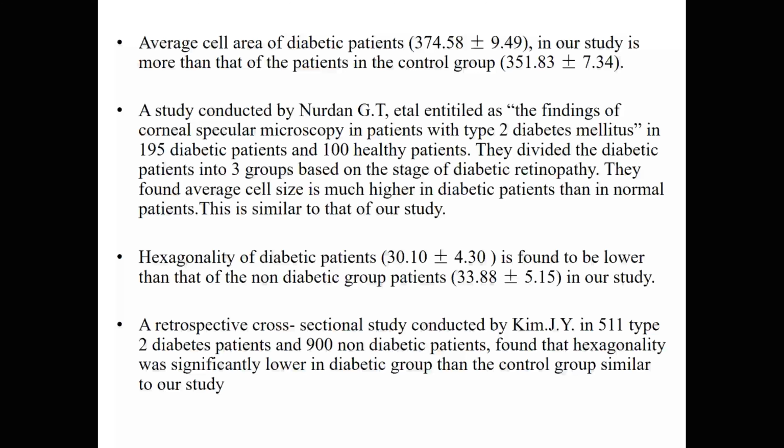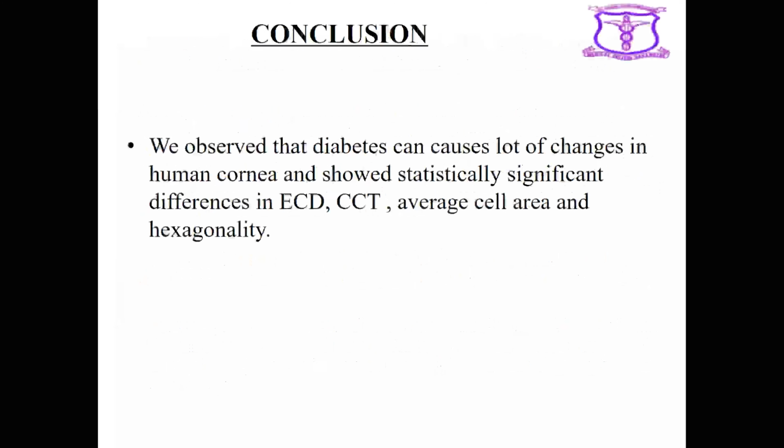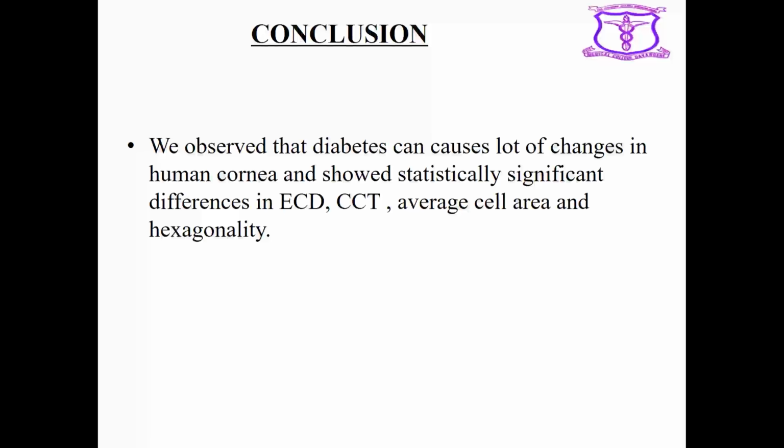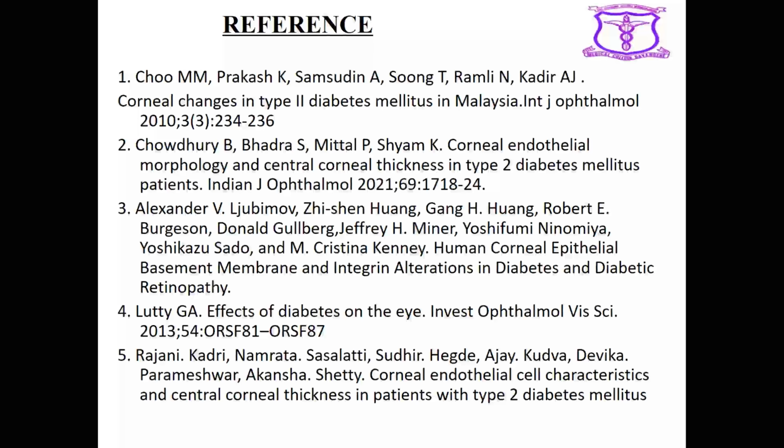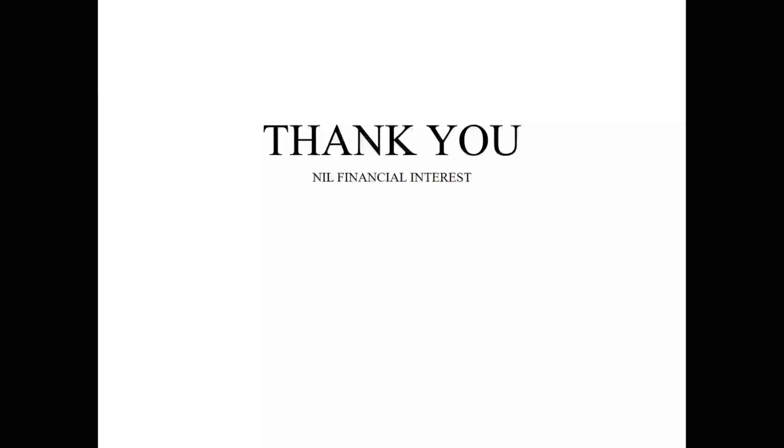A retrospective cross-sectional study conducted by Kim J.Y. in 511 type 2 diabetes mellitus and non-diabetic patients found that hexagonality was significantly lower in the diabetic group than the control group, similar to our study. In conclusion, we observed that diabetes causes a lot of changes in the human cornea and showed a statistically significant difference in the endothelial cell density, central corneal thickness, average cell area, and hexagonality. These are my references. Thank you.